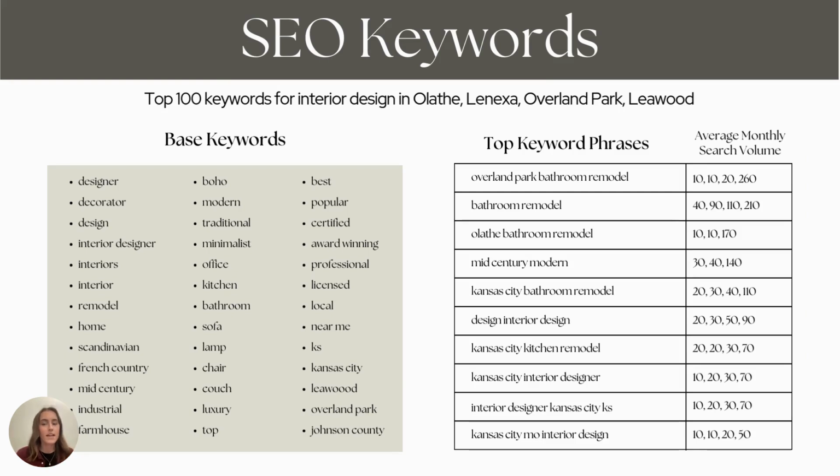To gather the best SEO keywords for your company, we used Google Ads, which allows you to find top searched keywords for your industry in a specific region. So we searched for Olathe, Lenexa, Overland Park, and Leawood. These are the top 10, but I also have a list of 100 that I'll be linking in our summary.